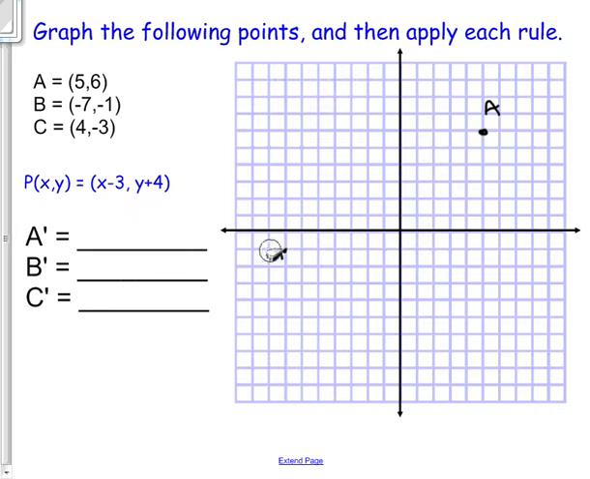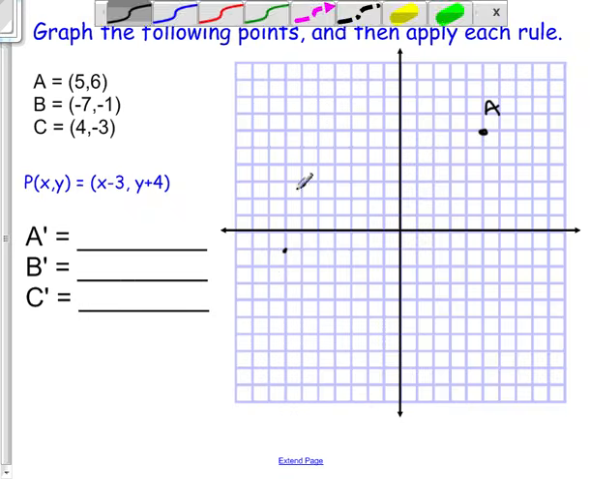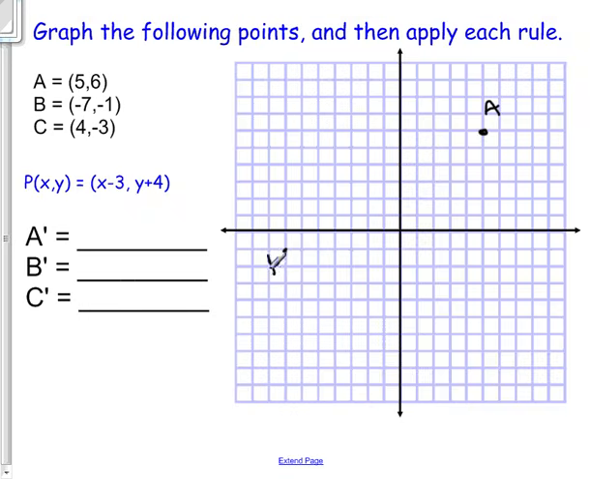Didn't work out so well. Let's try that again. There's a B. Okay, and then C is (4, -3). 1, 2, 3, 4, down 3. There's our C.